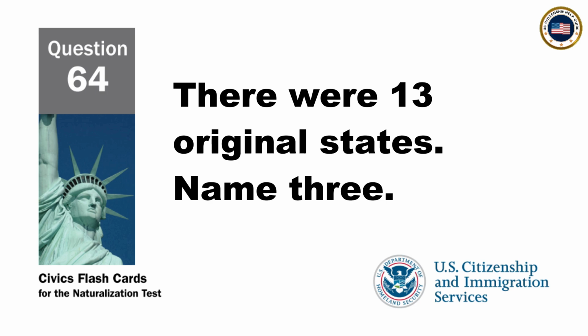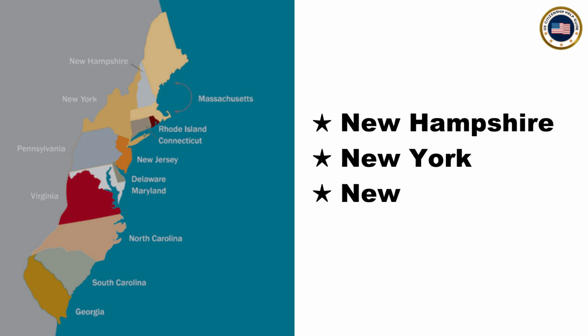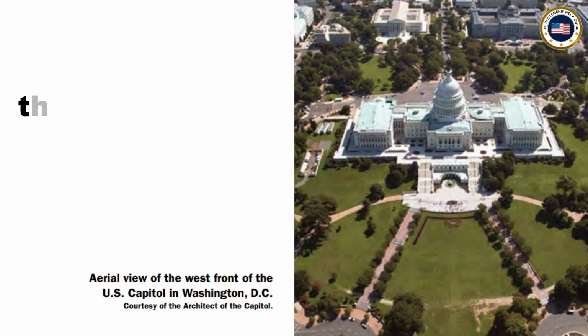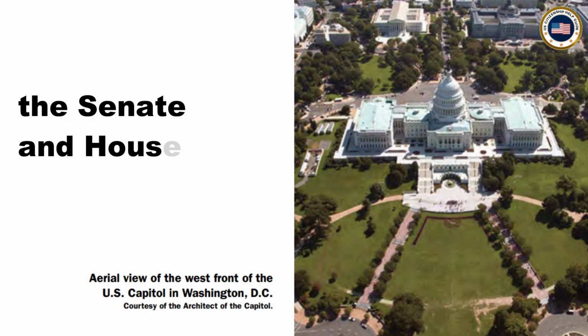There were 13 original states. Name 3. New Hampshire, New York, New Jersey. What are the two parts of the U.S. Congress? The Senate and the House of Representatives.